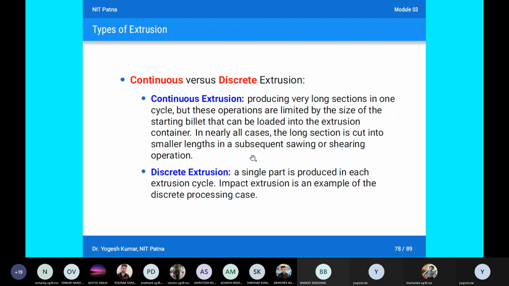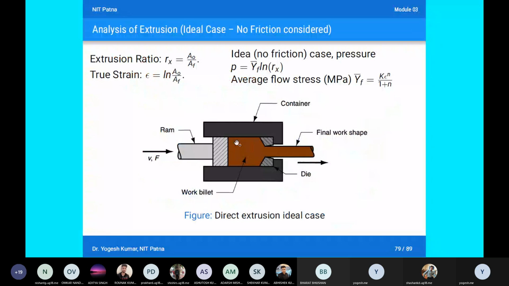Under continuous extrusion processes, we are producing very long cross sections, and in the case of discrete extrusion, we are producing single parts of smaller dimensions as compared to continuous extrusion processes. Under discrete, you can take the example of impact extrusion, in which a final product is produced by applying impact energy. So this was all about the classification of your extrusion processes.